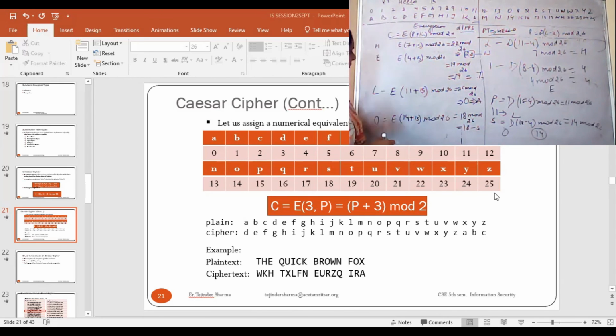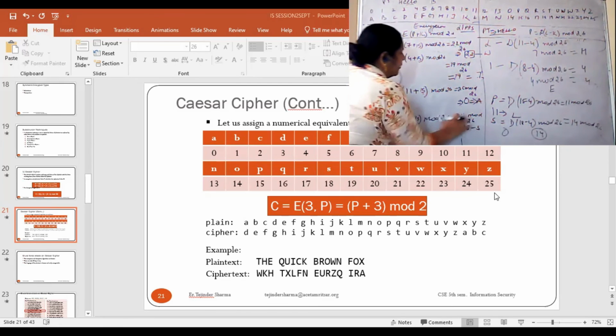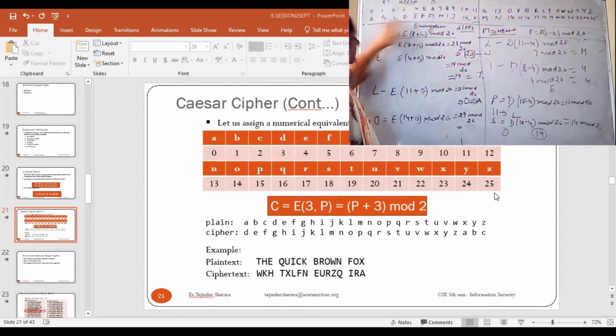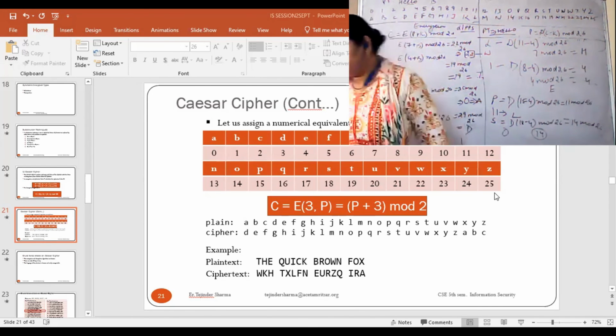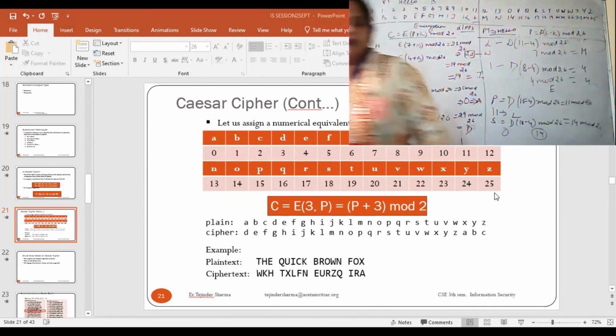Right? Then 15 plus 4, 29 mod 26. You will get 3 as a remainder. So you will get B. Right? Now, let's do the decryption part.